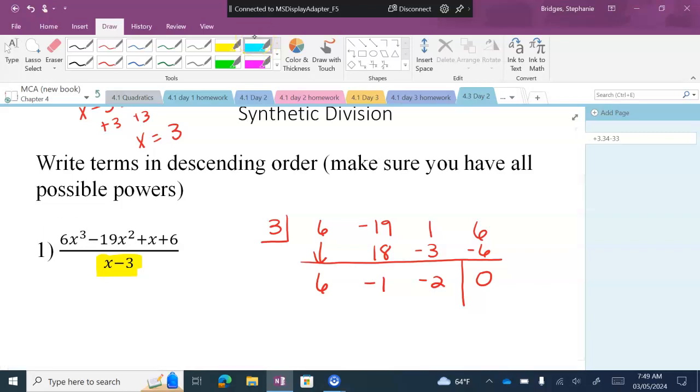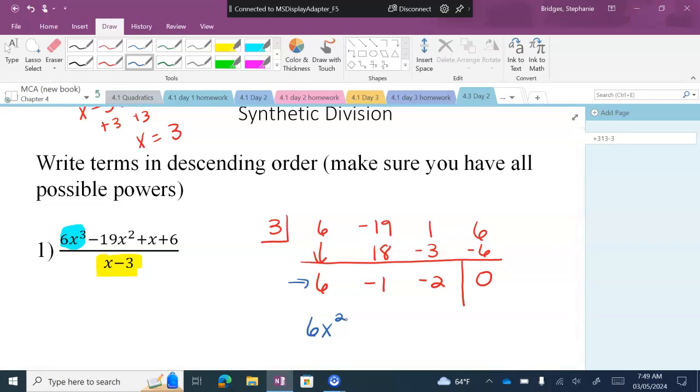What is the highest degree that I started with? X to the third. Okay, so if I have x to the third and I divide by an x, it's going to be the variable that is one lower than that. So the 6 right here would be 6x squared. How do I know that? Because I started with an x to the third. I divided by one x, so it takes me down to an x squared. Does that make sense?